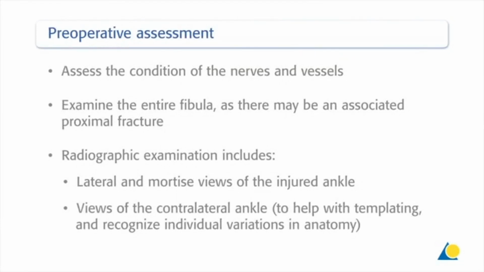Preoperative preparation is essential. Clinically, it is important to assess the condition of the nerves and vessels, examine the entire fibula as there may be an associated proximal fracture. Radiographic examination includes lateral and mortise views of the injured ankle and views of the contralateral ankle to help with templating and recognize individual variations in anatomy.